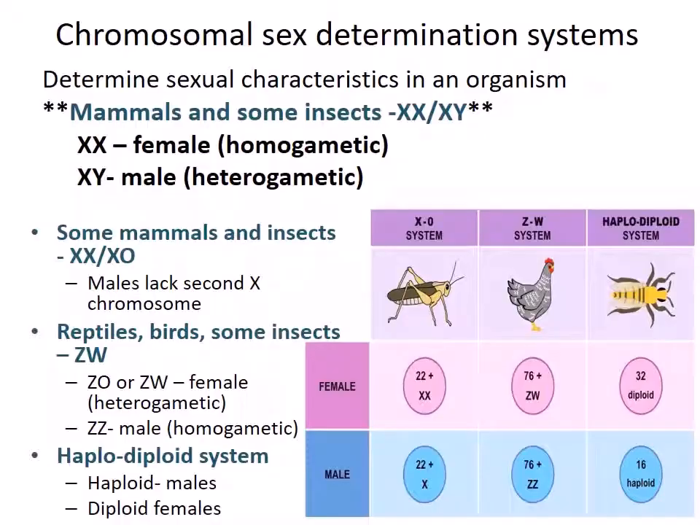Then we have the haplodiploid system, where males are haploid and females are diploid. So, for example, in bees, the female has 32 chromosomes and the male has 16. So this female has 16 pairs of chromosomes to get to her 32 chromosomes. But again, I want you to focus on the XX and XY sex determination system, like in mammals, like ourselves.